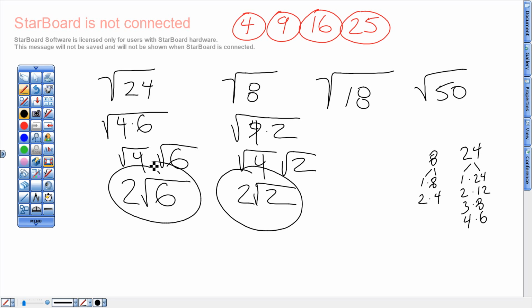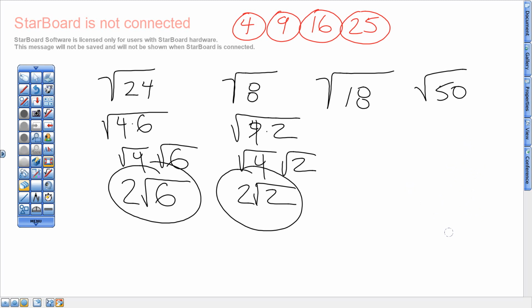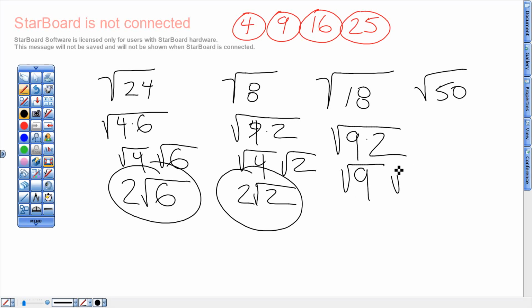All right. How about 18? Let's erase some of it. Any numbers? 9 times 2. Good. Perfect. And then you split it. Good job. 3 root 2. Good job.